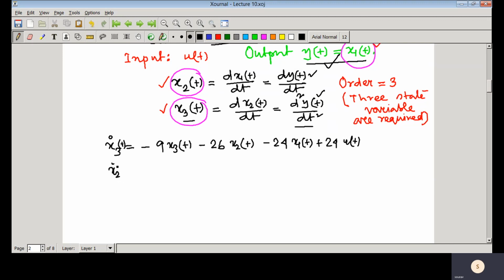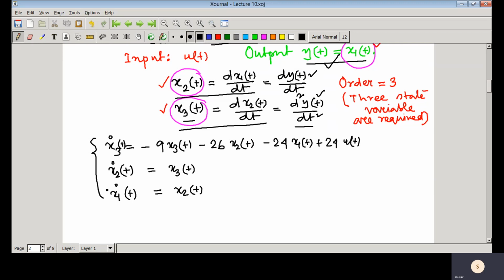So what is x2 dot(t)? Here you can see x2 dot(t) is equal to x3(t), and what is x1 dot(t)? So x1 dot(t) is equal to x2(t). So that means you have three state variables, and we have written three dynamical equations, first order differential equations, that is x1 dot(t), x2 dot(t), and x3 dot(t).